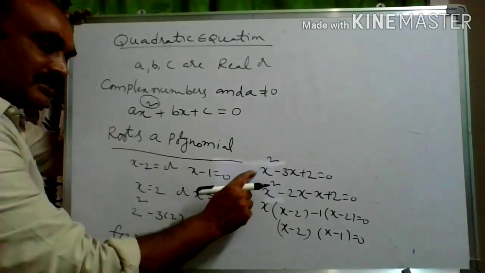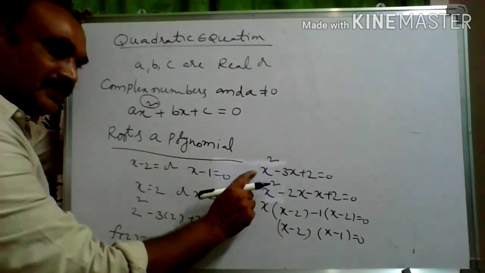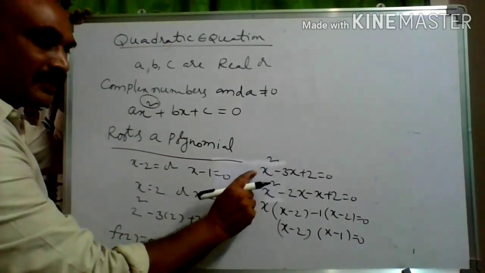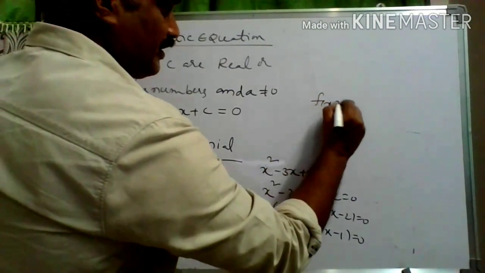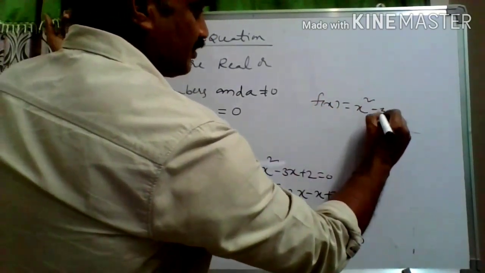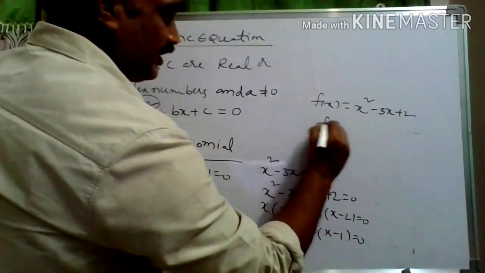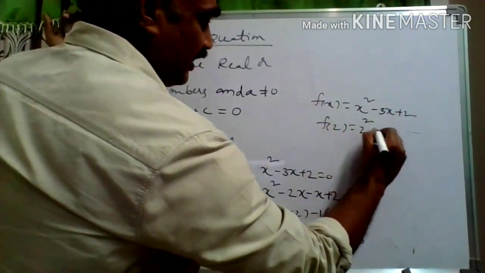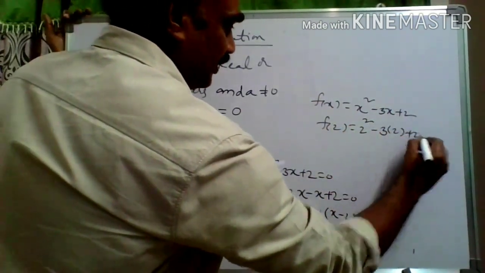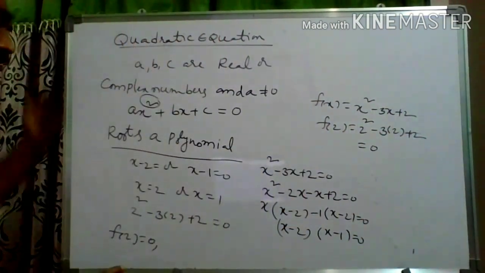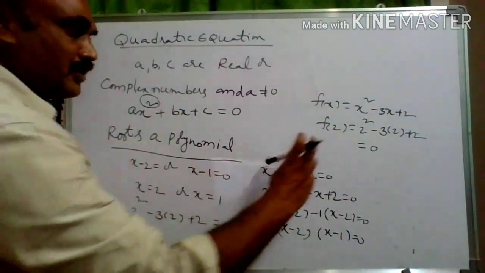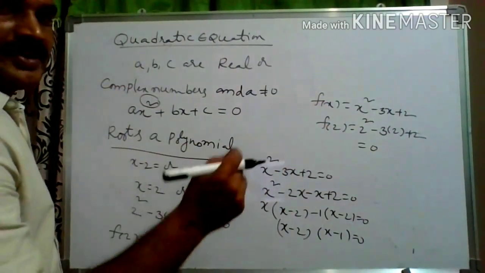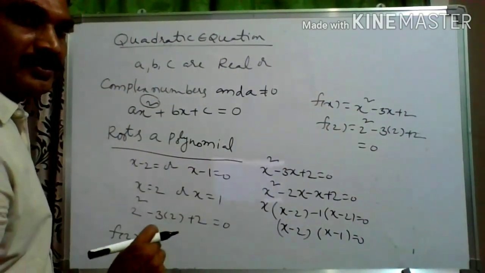So suppose this equation is denoted by f of x. f of x is equal to x square minus 3x plus 2. f of 2 is equal to 2 square minus 3 into 2 plus 2, which is equal to 0. Students, 2 is the root, f of 2 is equal to 0. 1 is the root, f of 1 is equal to 0. Alpha is the root, f of alpha is equal to 0.